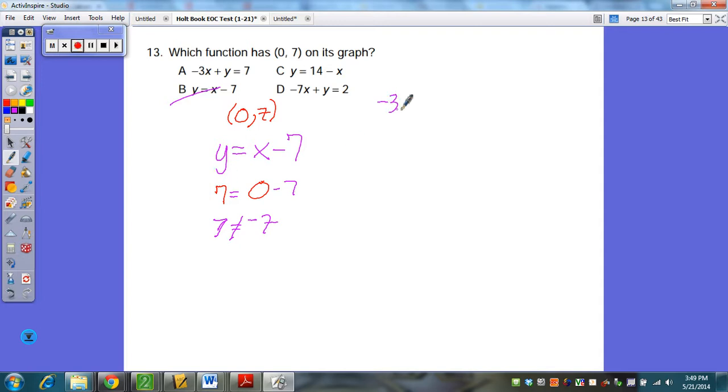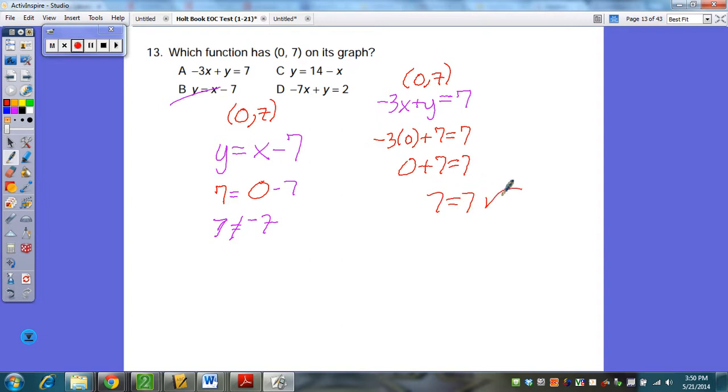So we have negative 3x plus y equals 7. So again, using my ordered pair, 0, 7. If this is going to be on the line, it has to be true for both sides of the equals after I have plugged it in. So we have negative 3, we're plugging in 0 for x, plus we're plugging in 7 for y, should equal 7. Well, in fact, here we see that 7 equals 7, therefore my answer is A.